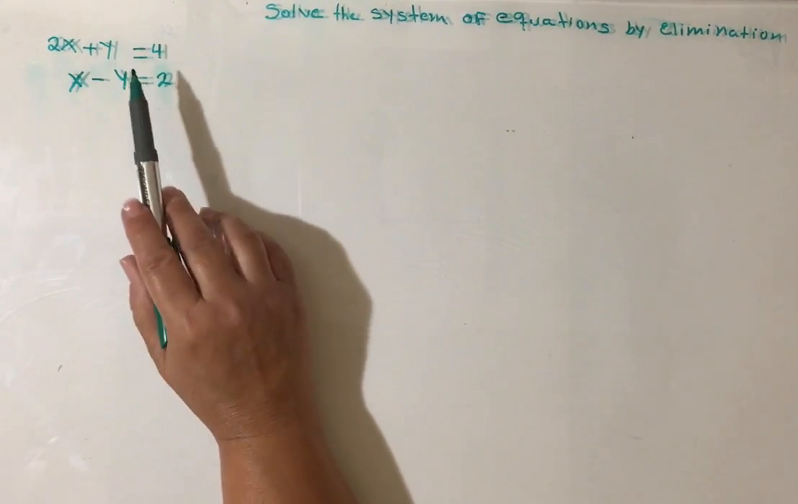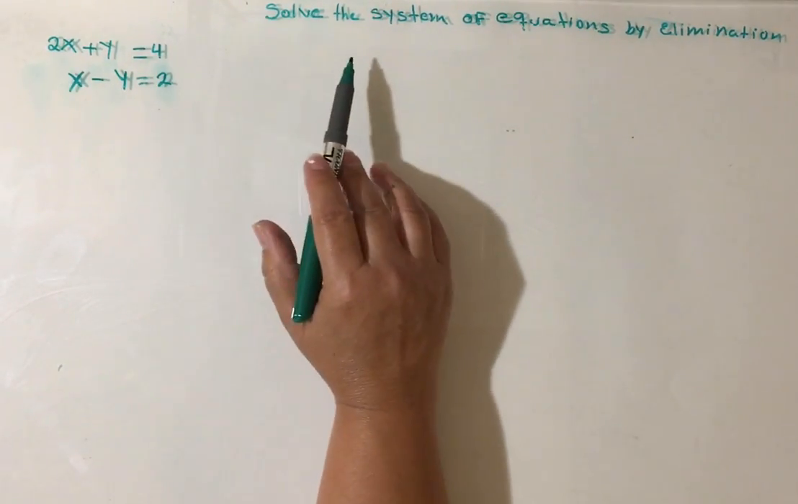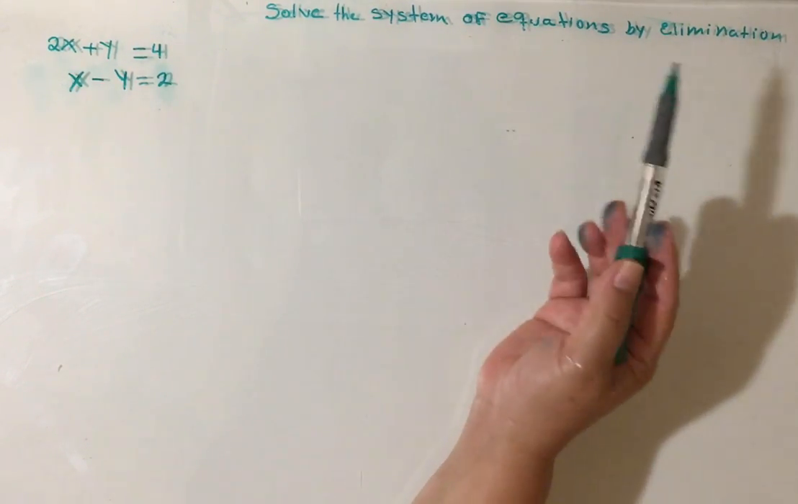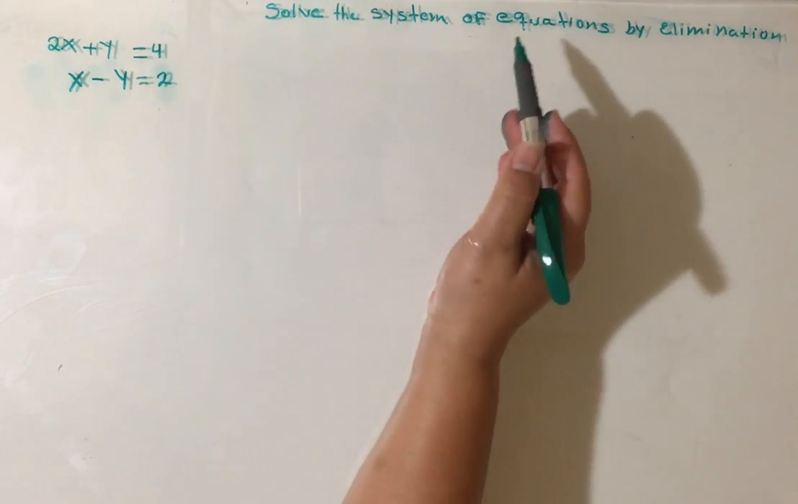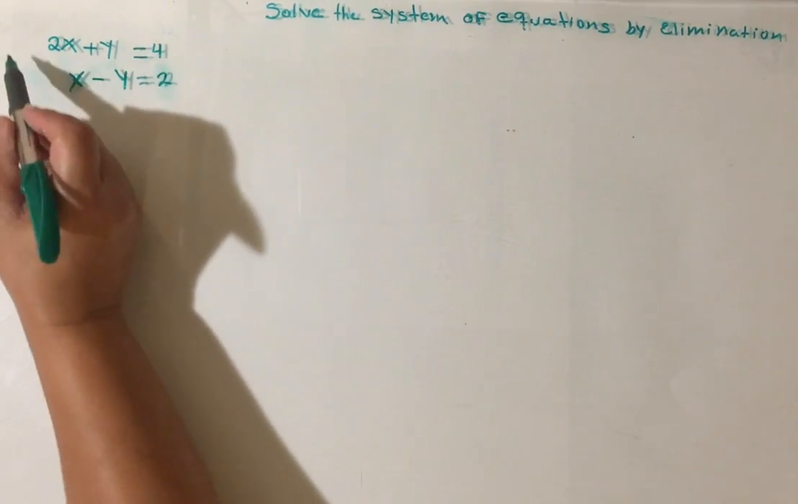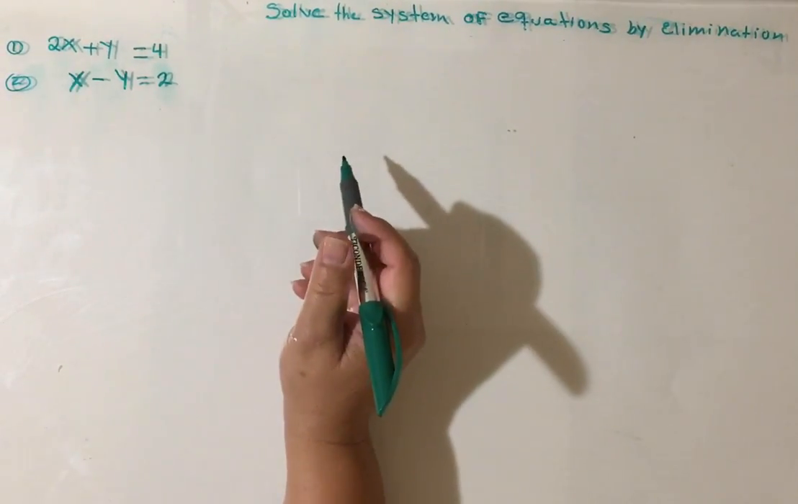We are going to solve this system of equations by elimination. In this case, we have two equations. They can have 2, 3, 4, 5 equations, any number of equations, right? So in this case, you have equation 1 and equation 2, so I'm just going to number them, equation 1 and equation 2.